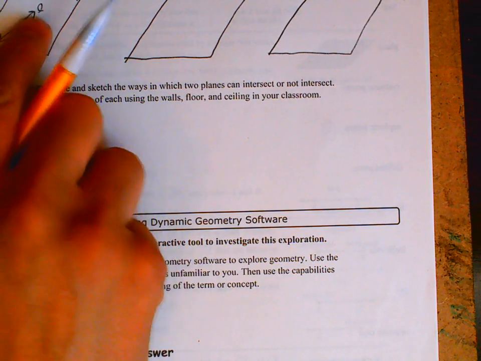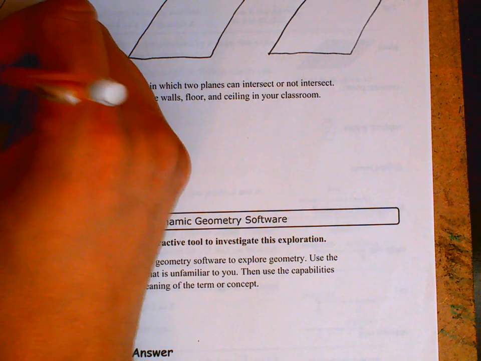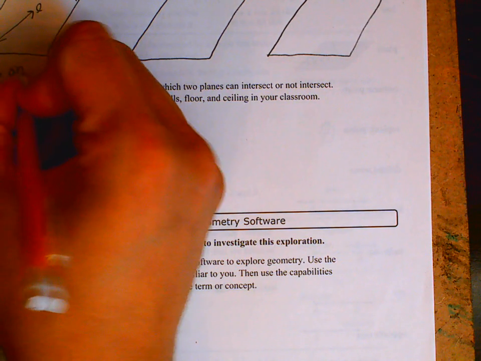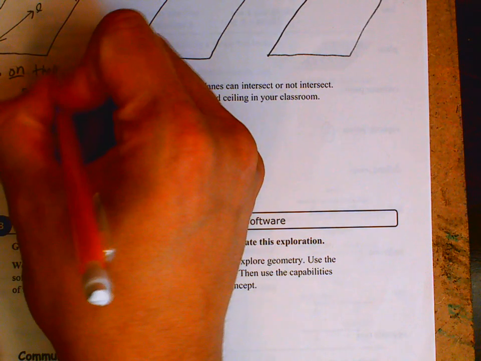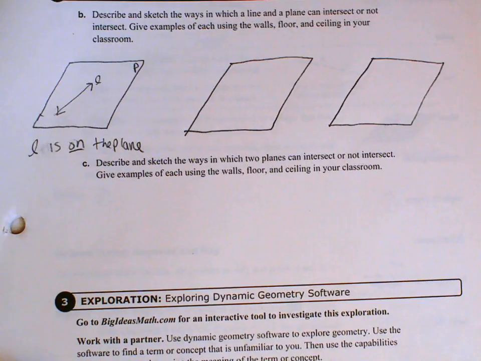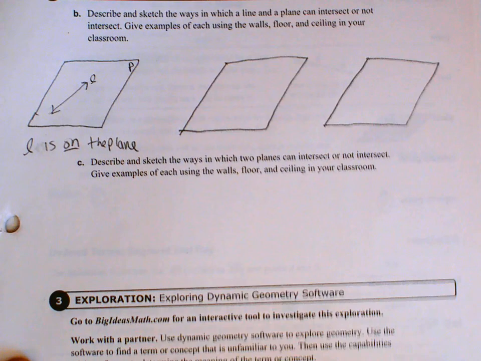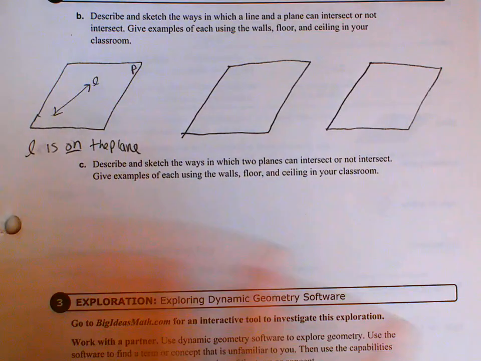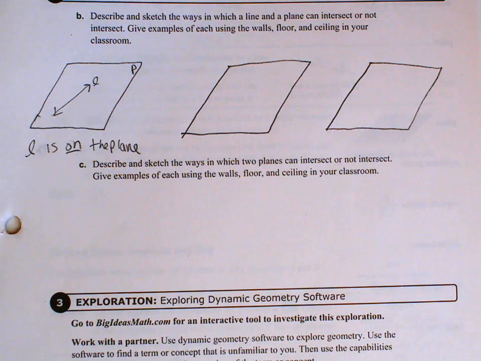So L is on the plane. Sorry, you cannot see that. It's hard to manage a computer and this at the same time, so sometimes this thing will slip and you can't see it. In this one, L is on the plane.